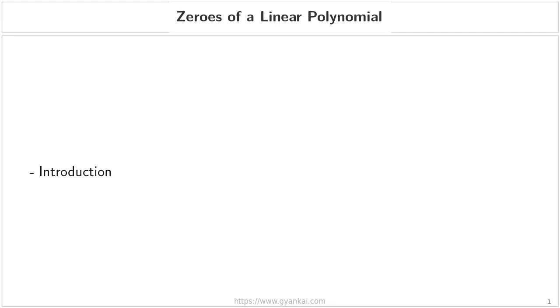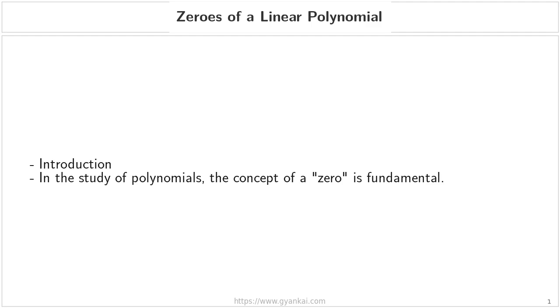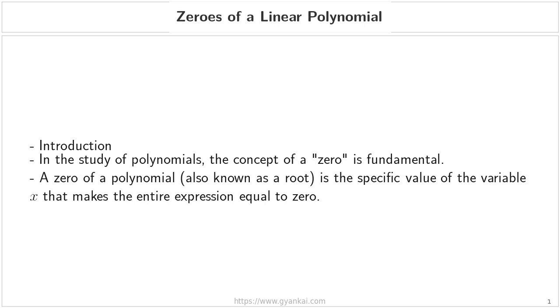Before we dive into the specific formulas and calculations, let's start with a brief introduction to the core concept. In our ongoing study of polynomials, you will find that the concept of a zero is absolutely fundamental. Now, you might be wondering, what exactly do we mean by a zero? Well, a zero of a polynomial, which you might also hear referred to as a root, is simply that specific value of the variable x that, when substituted into the expression, makes the entire expression equal to zero. Keep this definition in mind, because as we move to the next slide, we will apply this idea specifically to polynomials of the first degree.